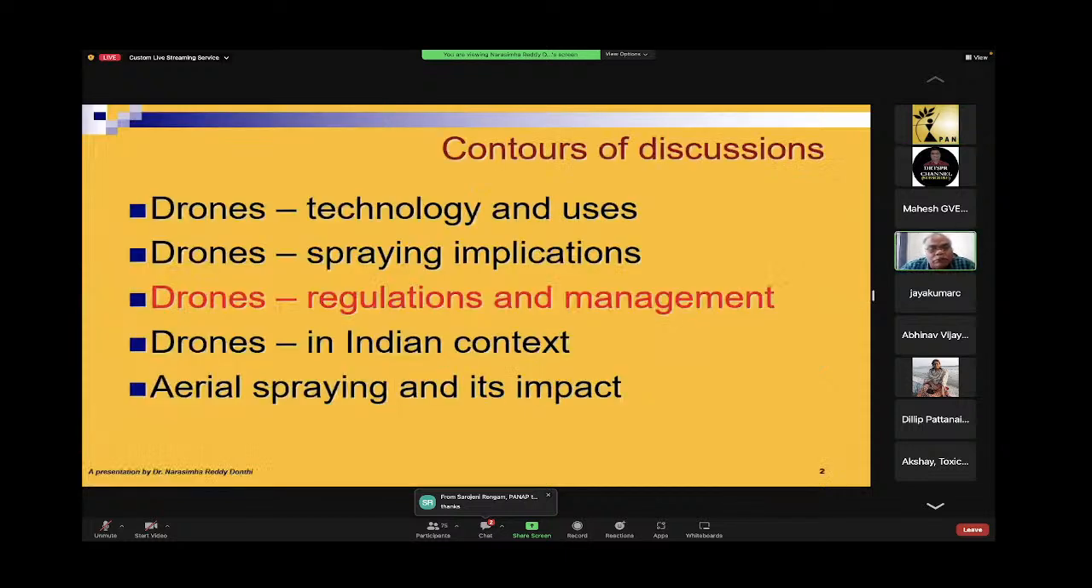Okay, the contours of discussion today in this webinar will be like this. We are going to discuss some of the technology and uses. Of course, we are not on the top of the subject of technology, but wherever it is relevant, that is going to be discussed. And of course, the main objective is spraying implications. What happens when pesticide spraying is done by the drones.